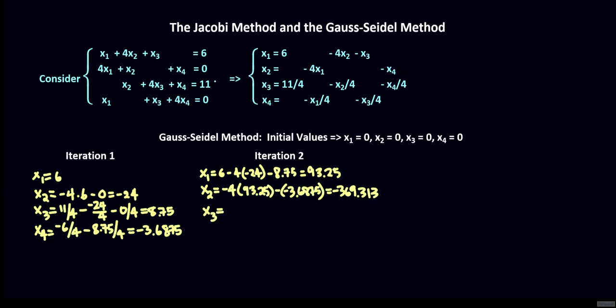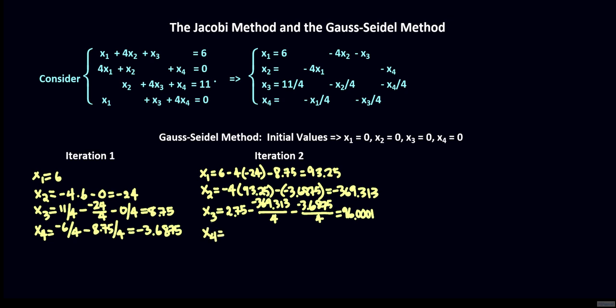x3 becomes 11 over 4 or 2.75. Minus x2 divided by 4. x2 is now minus 369.313. Minus x4 divided by 4. x4 is now minus 3.6875, giving us 96.0001.